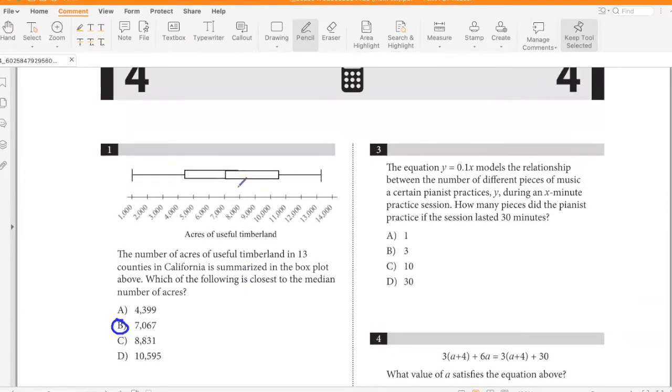The equation y is equal to 0.1x models the relationship between the number of different pieces of music a certain pianist practices, y, during an x minute practice session. How many pieces did the pianist practice if the session lasted 30 minutes? So that would be 0.1 times 30. So 3 pieces.